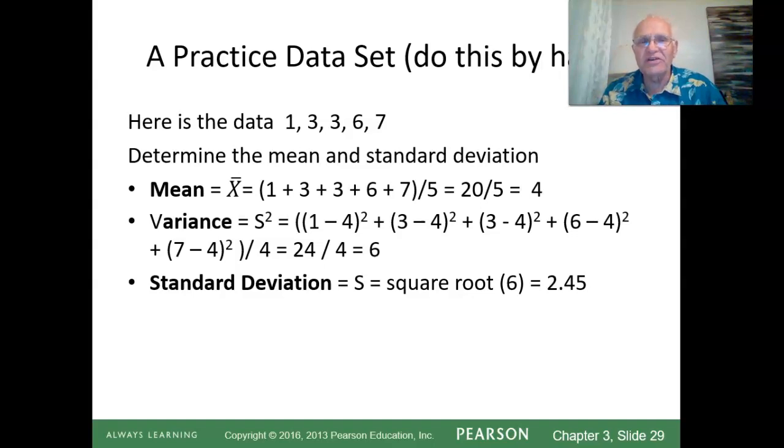So the variance is 1 minus 4 squared plus 3 minus 4 squared plus 3 minus 4 squared plus 6 minus 4 squared plus 7 minus 4 squared. We take all of those squared values and we add them up, divide by n minus 1, so that's 24 divided by 4, which gives us an answer of 6. That would be the variance. And the final step in getting the standard deviation would be to take the square root of that number. So the square root of 6, if you put it in your calculator, would be 2.45.